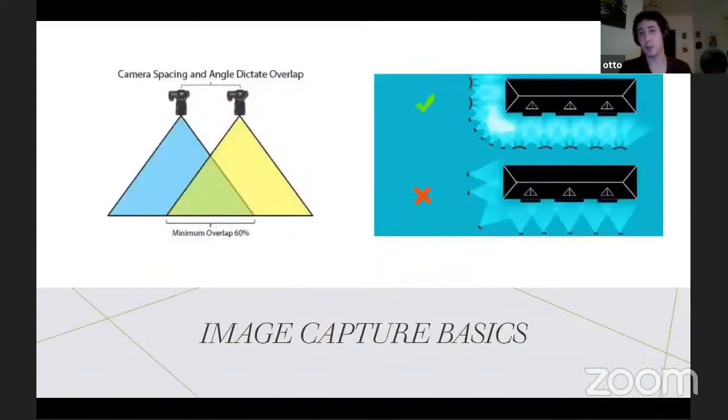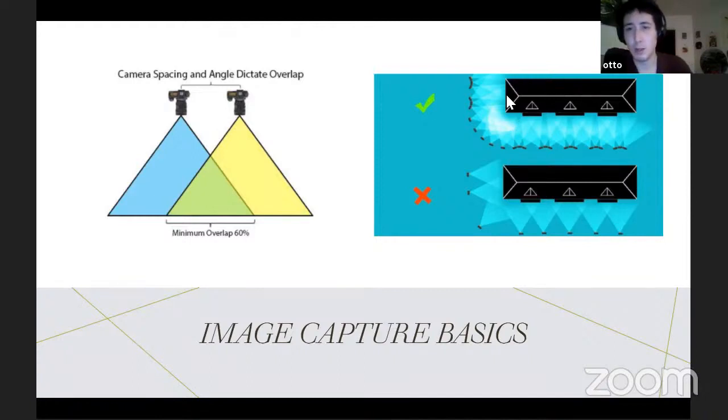So when it comes to capturing the images, the main rule is that you should always have about 60% overlap between your images. So 60% of any two images will be the same. And the reason why is that it gives a good amount of features for the software to then extract, to basically pair together and determine the point in space.